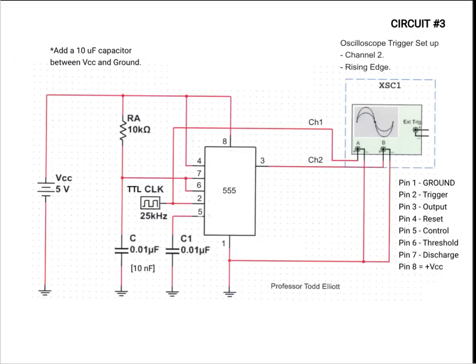This is called a monostable, or a one-shot, which is used with a trigger pulse. You hit it, and then the output goes high for a period of time. Something along the lines of a timing relay, if you've ever used one. In this case, we have one external resistor, RA, an external capacitor, and then we're providing a 25 kilohertz TTL clock, and that's called the trigger.